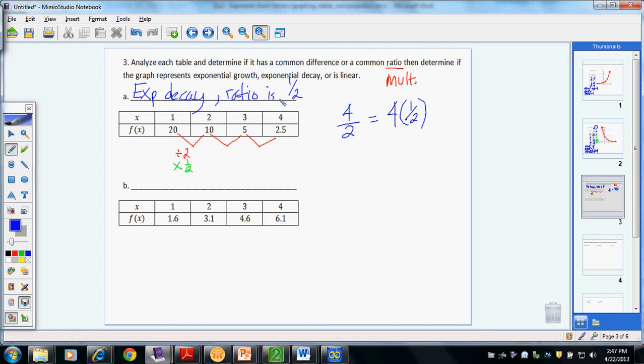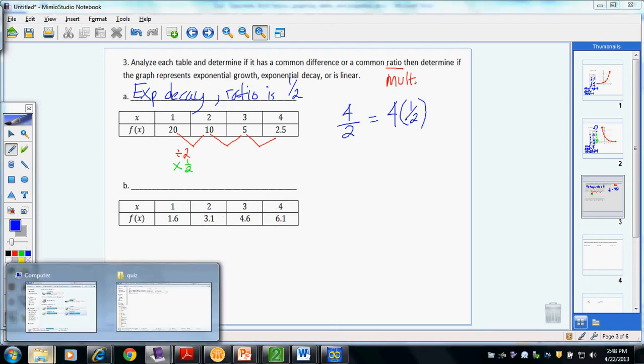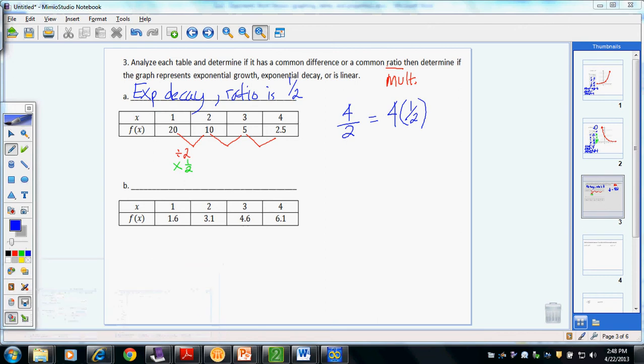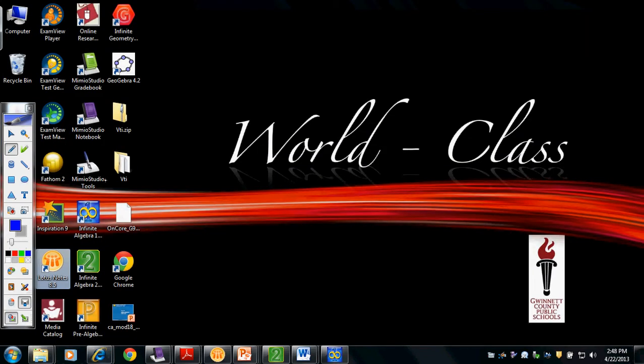Okay? So again, if we look at this next one, of course we're increasing. So we've got to figure out, am I multiplying something by 1.6 to get to 3.1, and then 4.6? One of the ways we can rule out what we have here is we'll open up our calculator.